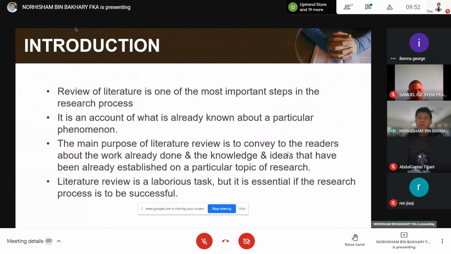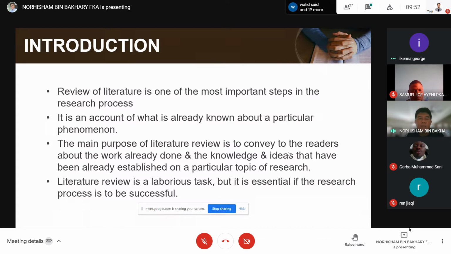is one of the most important steps in the research process. It is an account of what is already known about a particular phenomenon. So it is an account, which means that it is a collection of the information or the research papers, the research that has been done in your particular area.